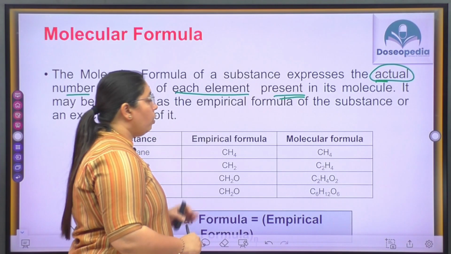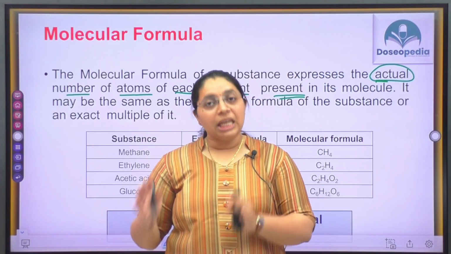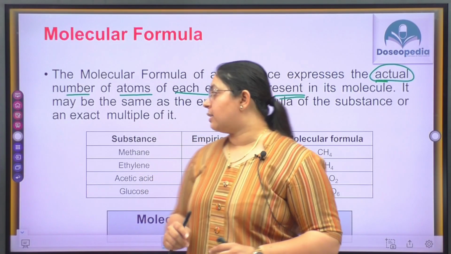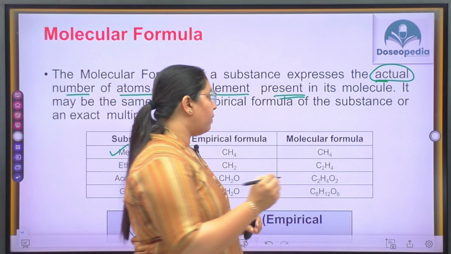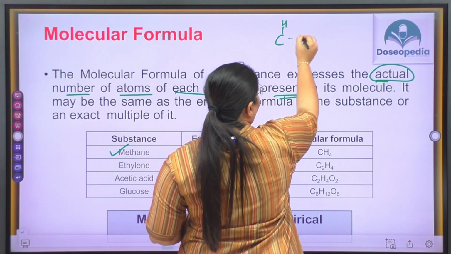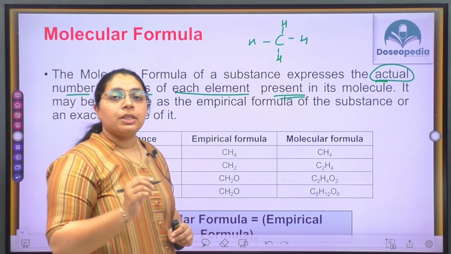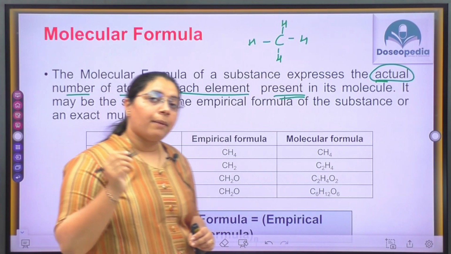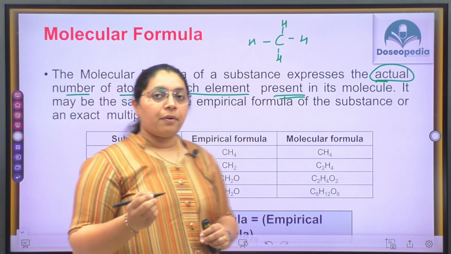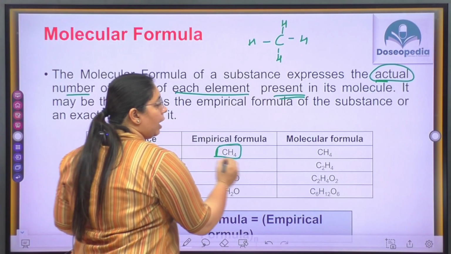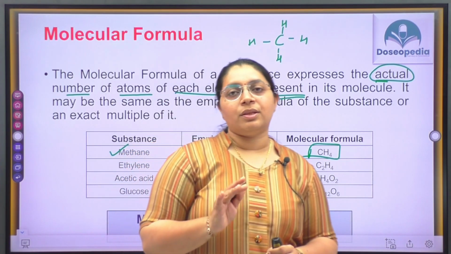Okay. Now, in some organic substances, the empirical formula can be equal to the molecular formula. Let's have an example, like methane. So what is methane? Methane is one carbon connected with 4 hydrogen. Here only one carbon is connected with the 4 hydrogen. So this is the empirical formula also for methane, and this is the molecular formula also for methane. So in the case of methane, the empirical formula is equal to the molecular formula. But for all compounds, this is not correct.